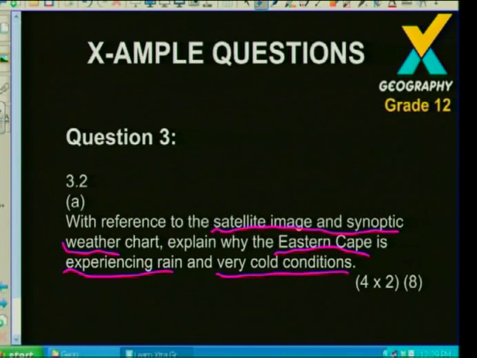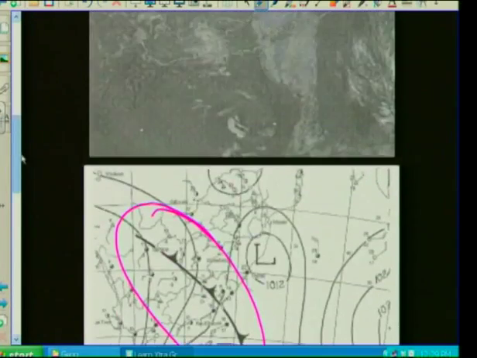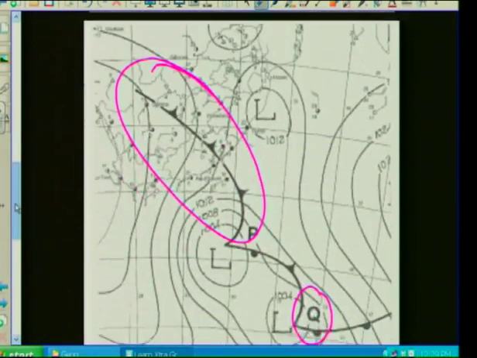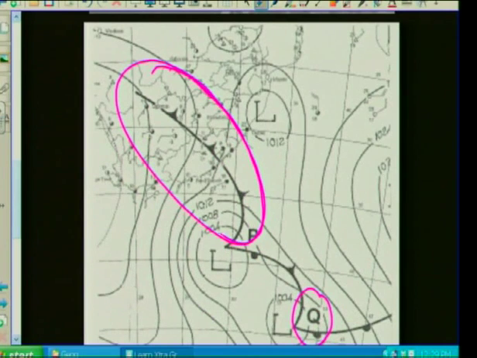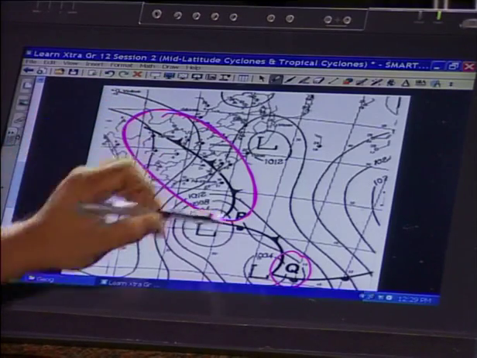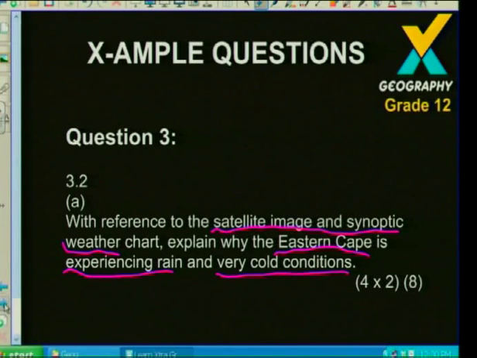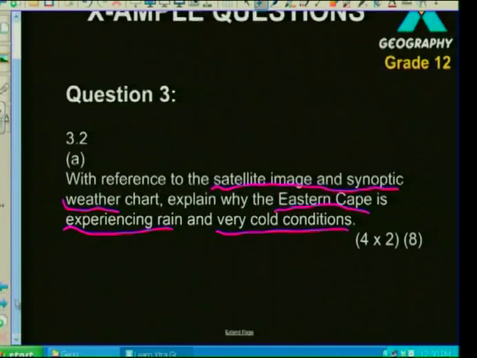And if we go back to the synoptic chart, and we look at it down there, the satellite photograph is not that clear, but on the synoptic chart, as you can see down here, the cold front is passing over the Eastern Cape. Already the conditions of a cold front come to mind. You understand? It's cold, it lowers the temperatures, increases condensation, etc. Okay, let's look at the question itself. With reference to the satellite image and synoptic weather chart, explain why the Eastern Cape is experiencing very cold conditions. All right, so we know number 1, it is the cold front. The cold front is affecting the area.